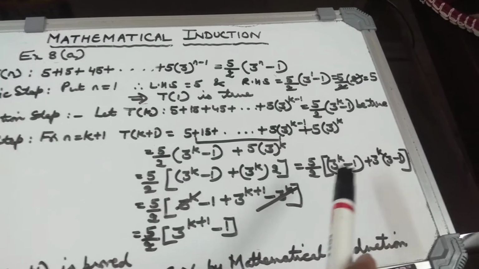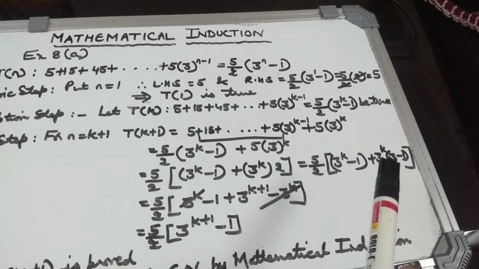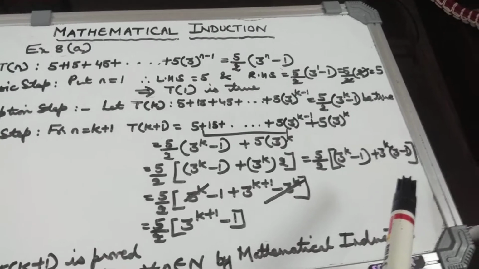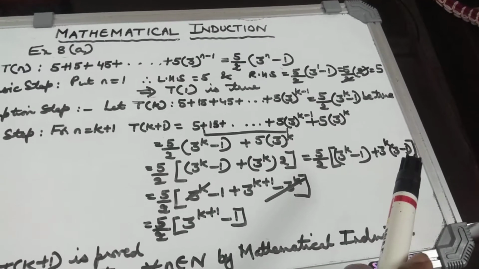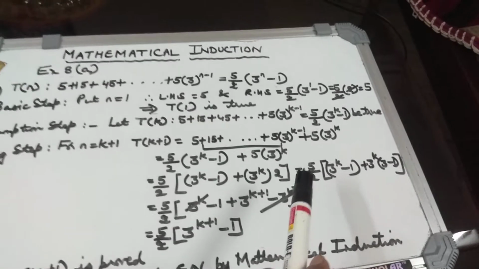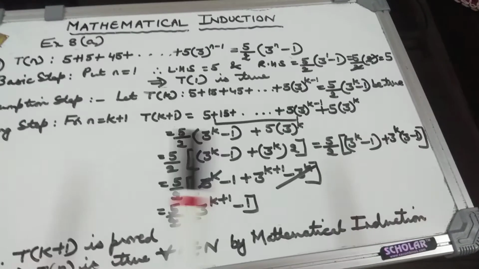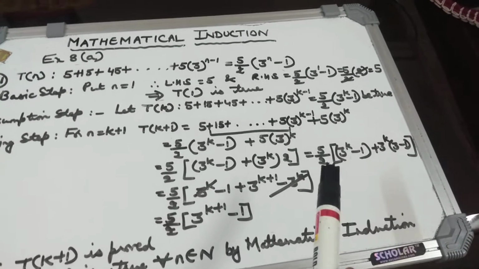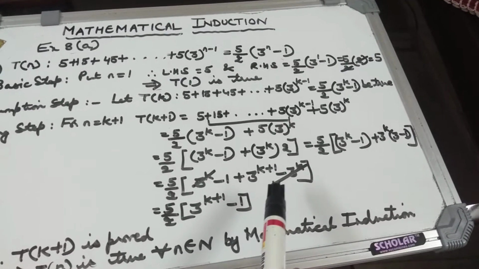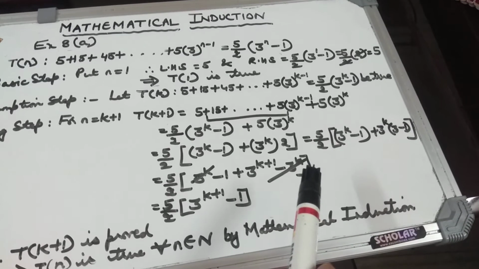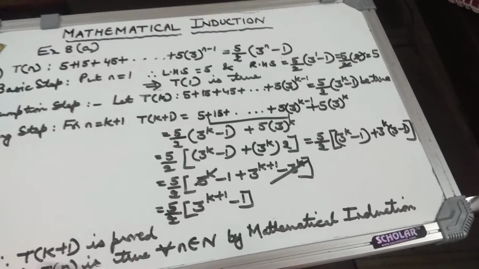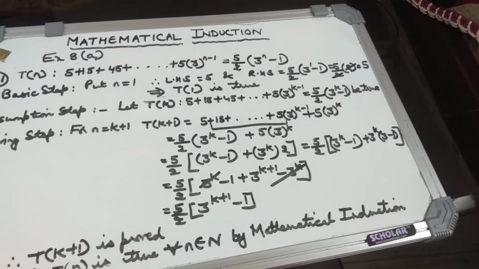Now comes the crucial step. First term 5 by 2 within bracket 3 to the power k minus 1, no change, plus 3 to the power k into 2. Now replace 2 by 3 minus 1. This is very crucial because we don't require 2 in the numerator. Now open the bracket, simplify the bracket. 3 to the power k minus 1 plus 3 to the power k into 3 can be written as 3 to the power k plus 1 minus 3 to the power k. Now 3 to the power k minus 3 to the power k will get cancelled. You are left with 3 to the power k plus 1 minus 1 within bracket, and 5 by 2 of course is to be multiplied.